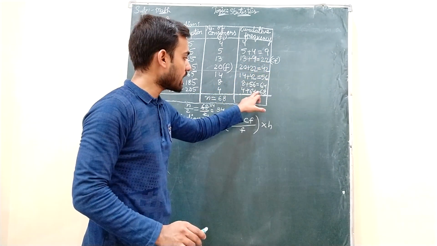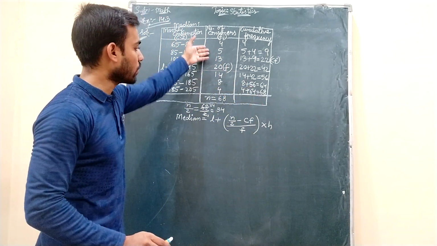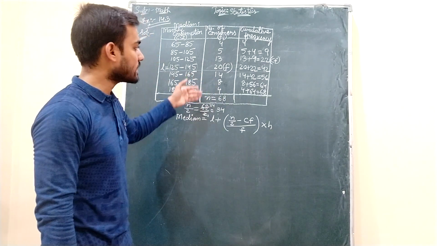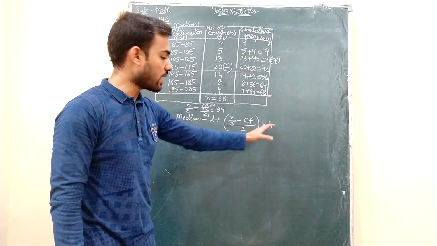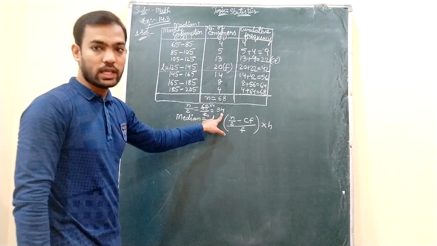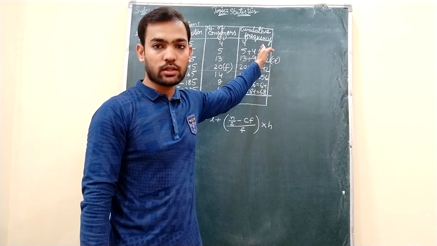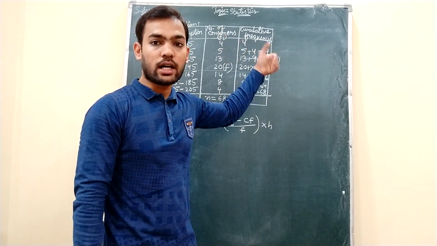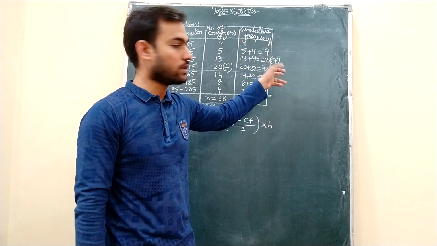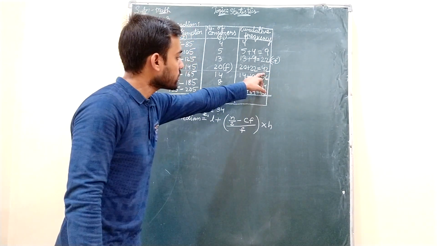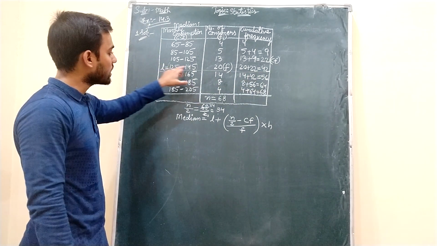It goes on, and at last we get 68, which will be the total of all these observations. Now how to decide all these values, L, CF, F, etc. We will do n by 2, 68 by 2, we got 34. We will check this 34 in cumulative frequency. Either you should get exactly 34, or else you should get the value which is more than 34, just immediately more than 34. So this class will be your median class.